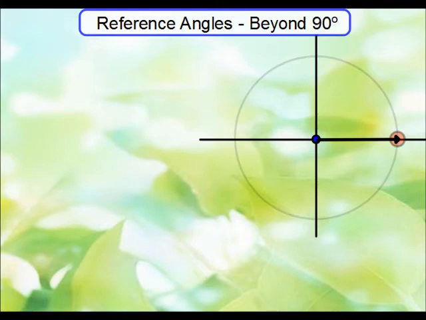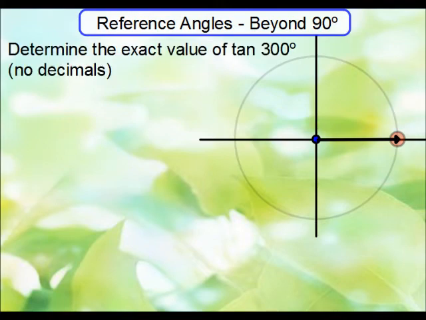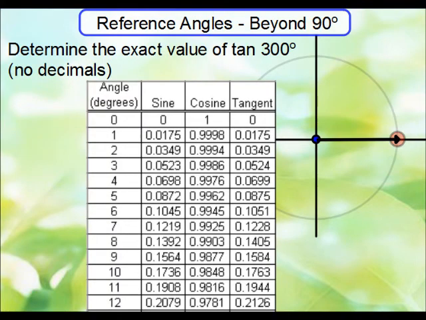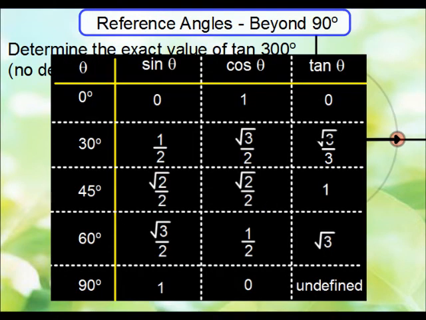How about we try another, only this time without the table. Let's determine the exact value of the tangent of 300 degrees, no decimals. And because it says no decimals, that's telling you that we wouldn't be using that table that we used a second ago. However, it does mean that we'll be using the table that we generated early on, namely this one.